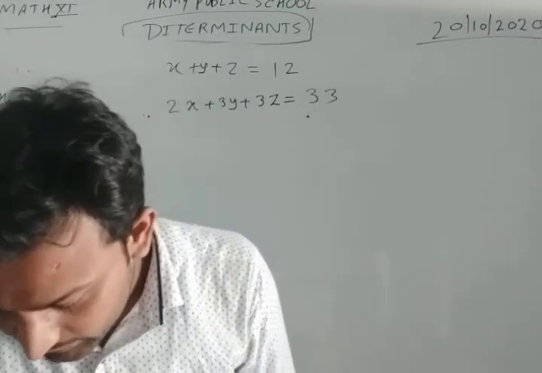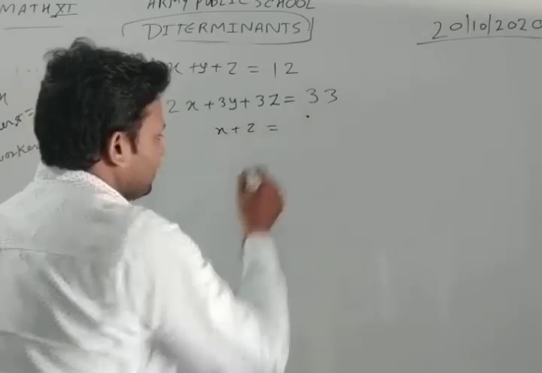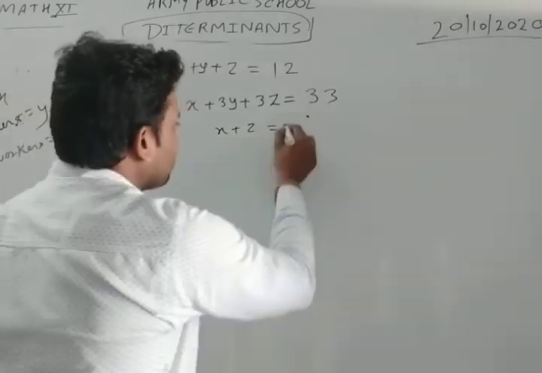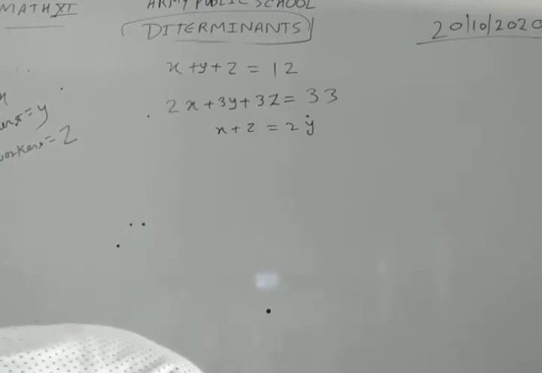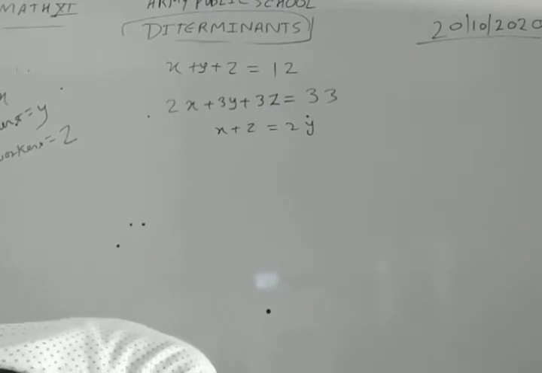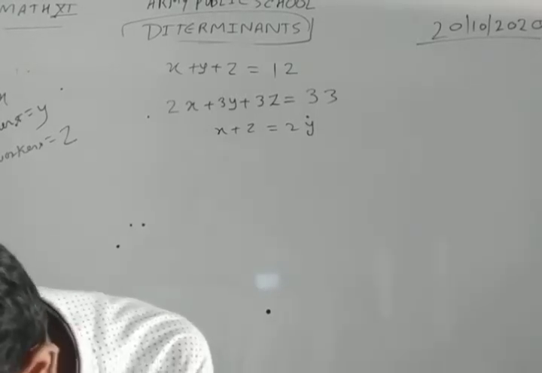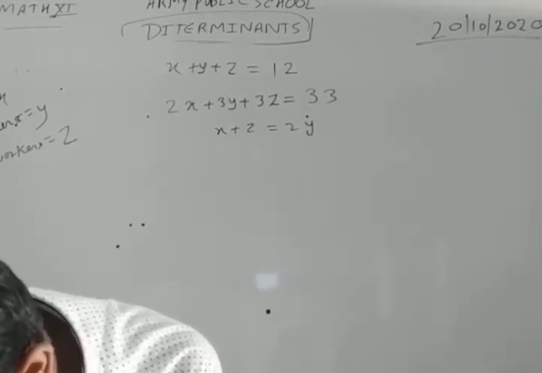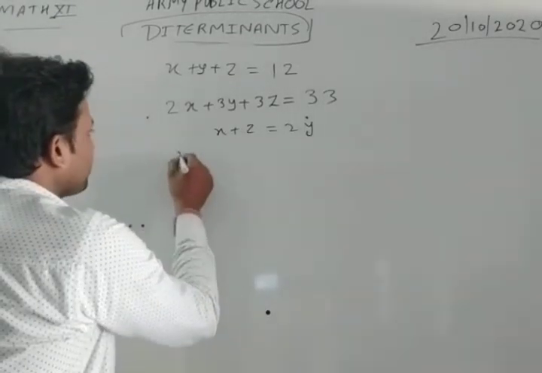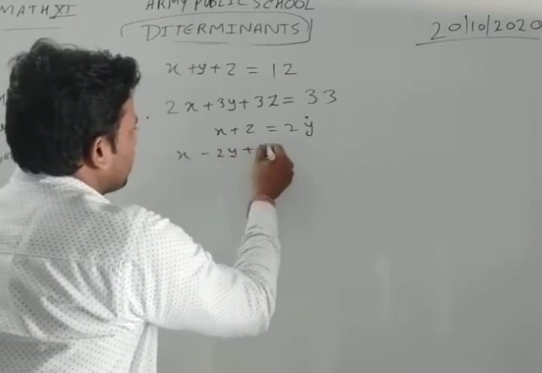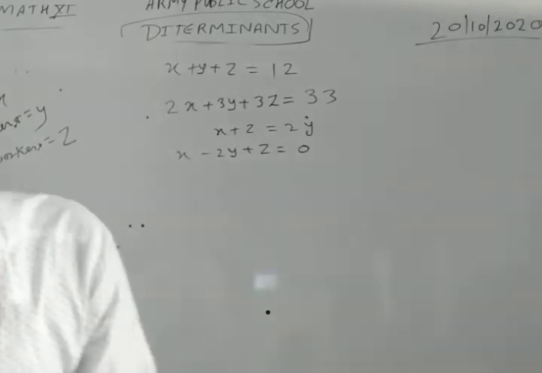So the third equation is x plus z is equal to 2y, because we are given that the sum of the number of awardees for honesty and supervision is twice the number of awardees for helping others. This is twice, so you can write this as x minus 2y plus z is equal to 0. So this is our equation.